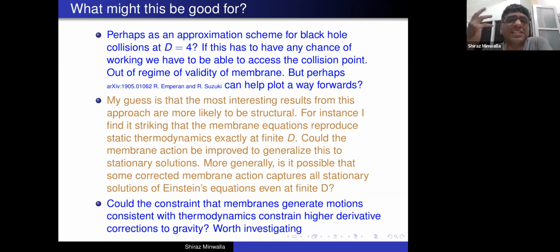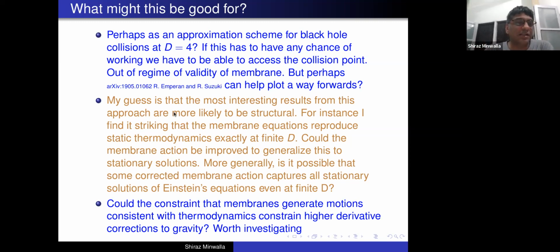Now, what might all this be good for? I don't really know. I've told you everything I know about this program, but I'm going to give you three speculations, then I'll stop. The first thing it might be good for is as an approximation scheme for motion of black holes in 4 dimensions. At first, this may sound absurd to you, but 1/N was a pretty good approximation for aspects of QCD physics, even though N was 3. So maybe this could give us some insight into the motion of black holes even in 4 dimensions.